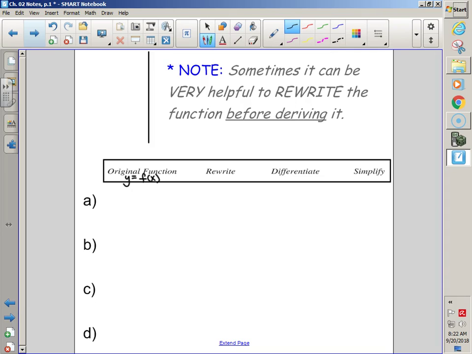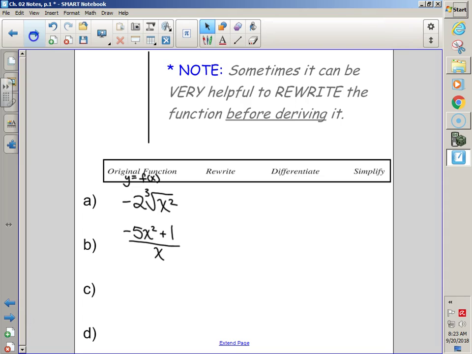Original function. Let me give you a few. What if I was to give you something similar to the last one? Let's do something like negative 2 times the cubed root of x squared. And if you guys finish that one early, I'll give you one more to start playing with. Let's do negative 5x squared plus 1, all over x. Ooh, that's fun. That's fun.